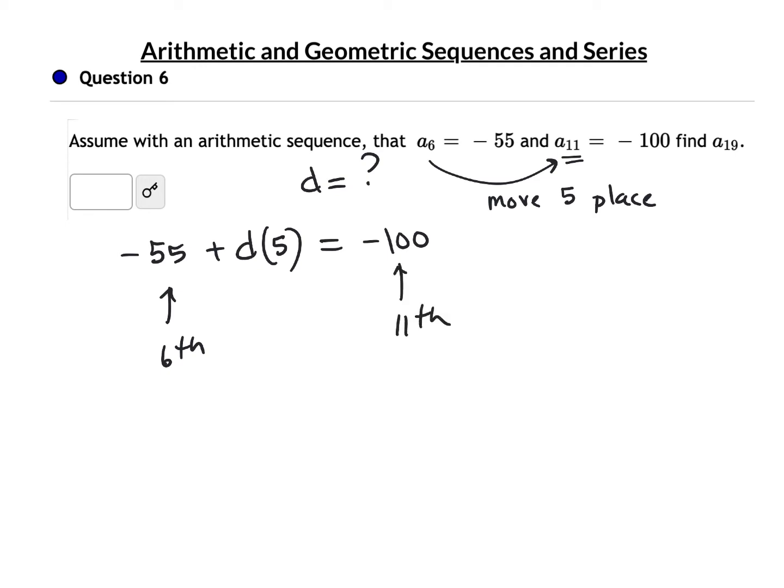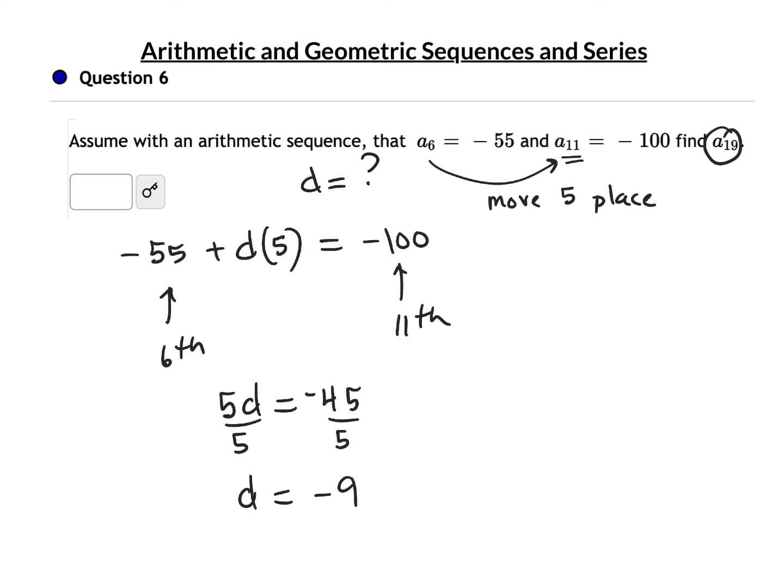So let's solve for D. We'll add 55 to both sides. We get 5D equals negative 45, and divide by 5, and D is negative 9. We're going to find a sub 19.